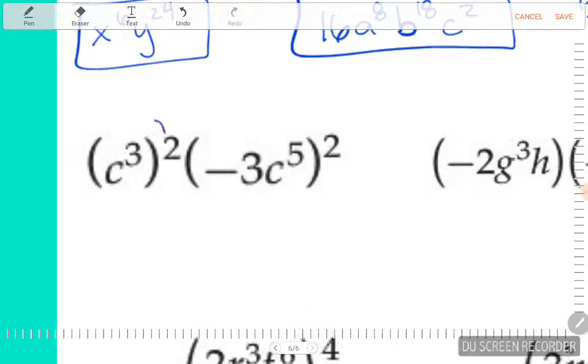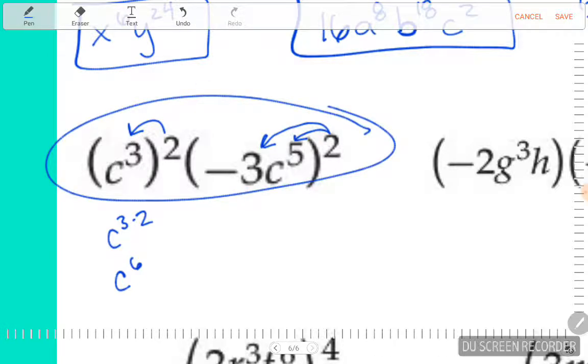All right, moving on. Distributing that. This is just a power to a power. There's only one thing here, so that's going to be c to the 3 times 2, which would give me c to the 6th.